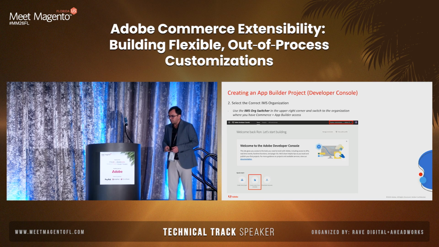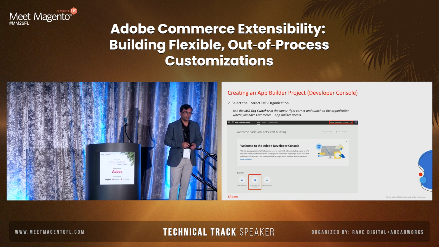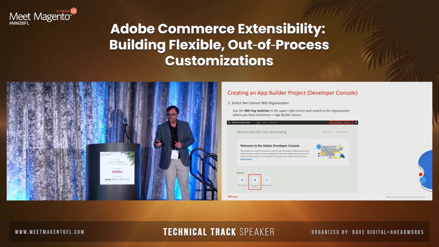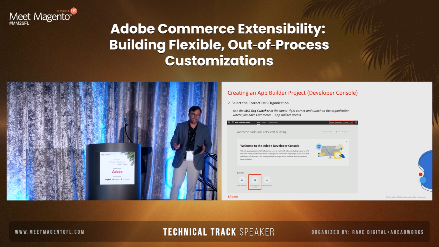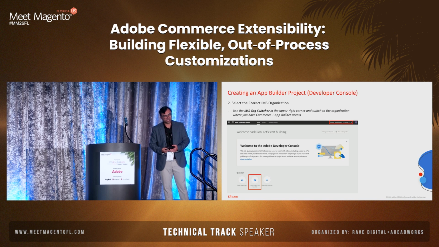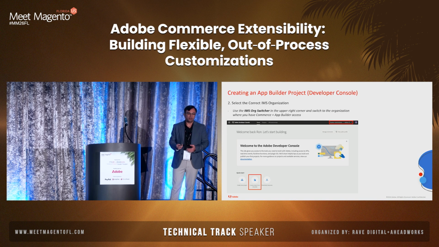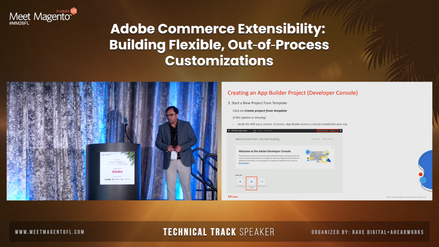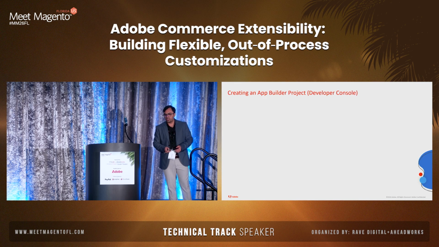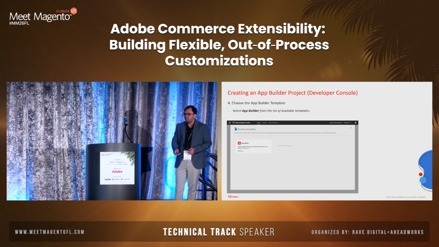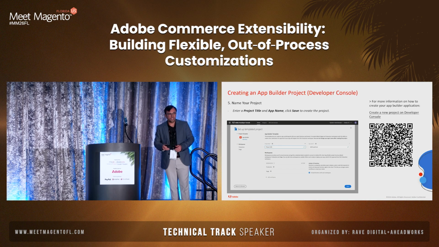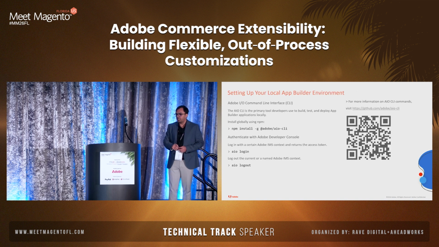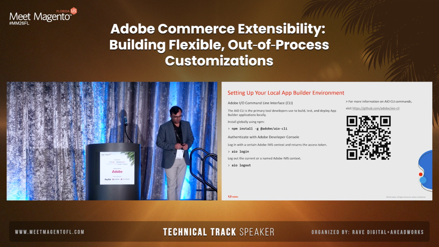Now in this screenshot, with the red box, you have to make sure that you select the right org for your apps to be created. If you are working with multiple clients, each client will have its own organization, and you have to make sure that when you are creating your app, it is created within the org that you are targeting. Then click on the option to create a new project with a template. Select App Builder, provide your project name and a project code, and then it creates an App Builder application.